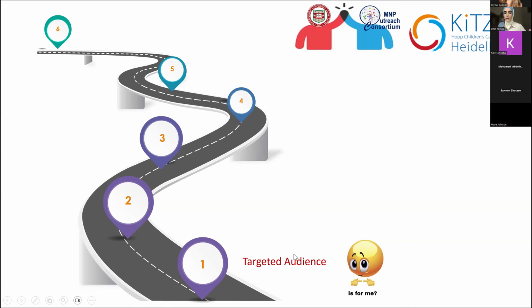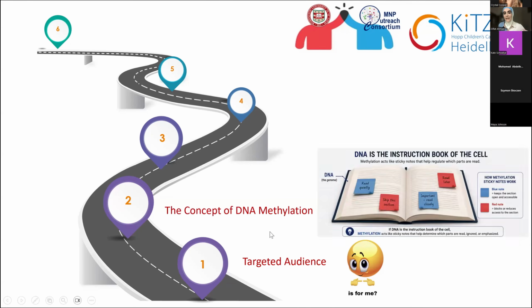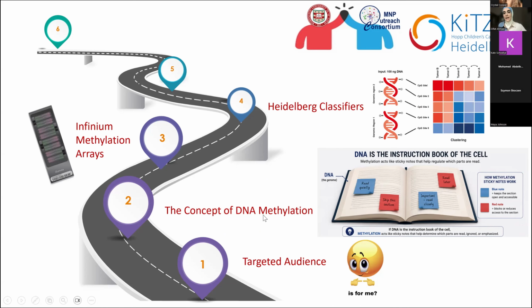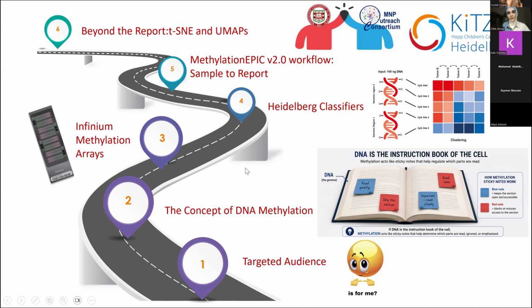First, we will define who is the targeted audience so that you know if this talk targets you or not. Secondly, what is the concept of DNA methylation? Then we'll touch on Infinium methylation arrays and how this concept and technology was utilized to build the Heidelberg classifier. Then the comprehensive overview of the methylation EPIC version 2 workflow from the sample to report, which is the core of our talk today. And finally, I will remind you of what my colleague Jan presented last time regarding t-SNE plots and UMAPs.